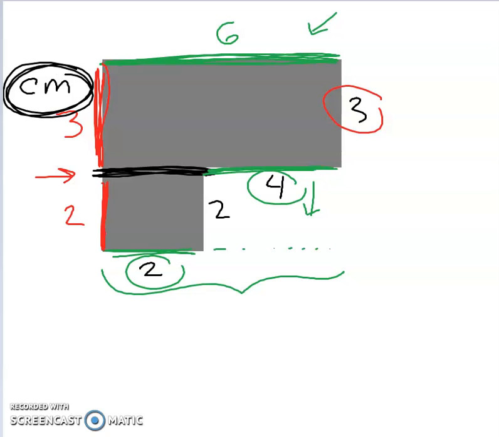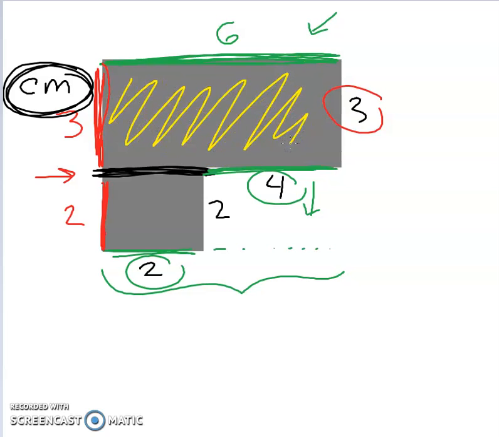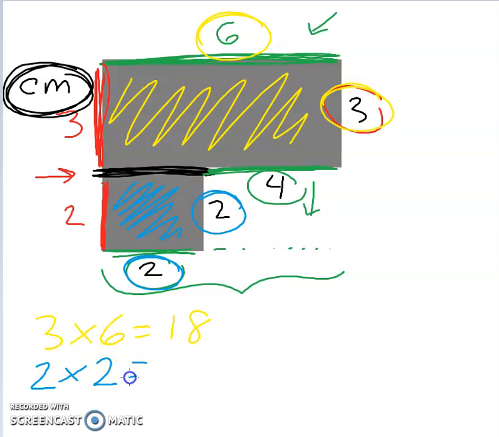Alrighty, so we have two rectangles. All the different sides have been labeled. So I'm going to calculate the area of both of them and add them together. I'm going to do this one first, and that is 3 times 6, which is 18. Next, I'm going to find this area, which is 2 times 2, which is 4. When you add those together, 18 plus 4 is 22.